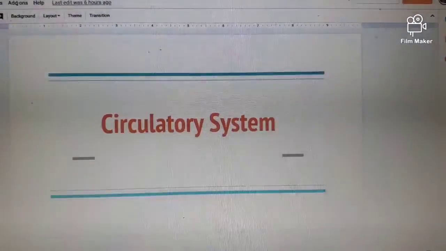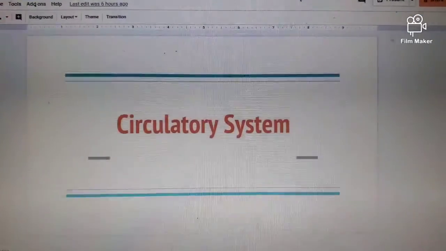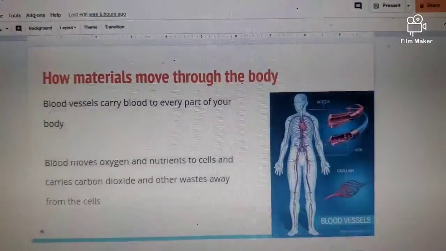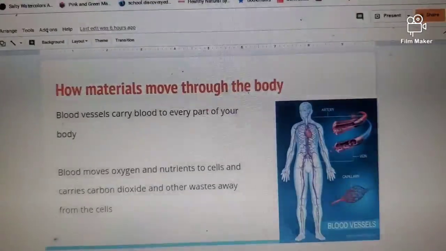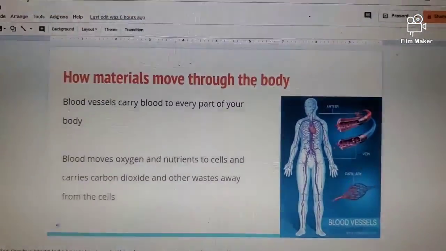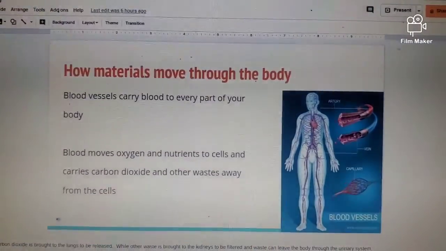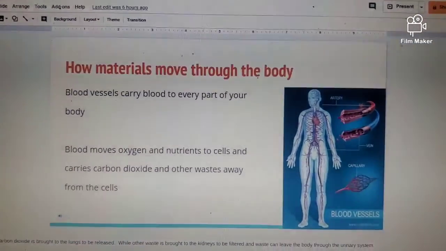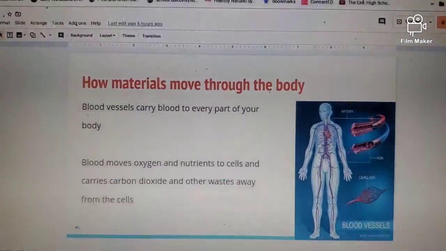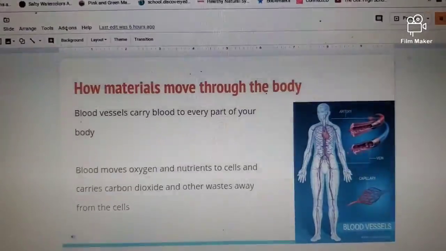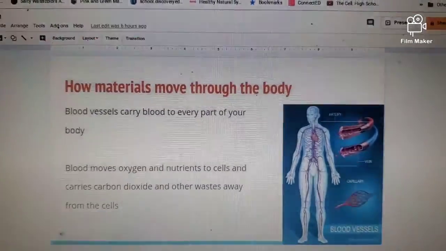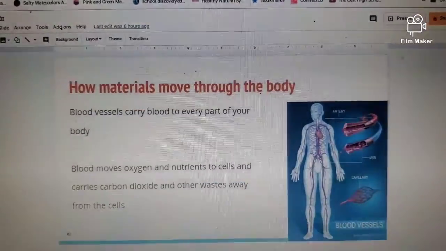The circulatory system, or the cardiovascular system. Blood vessels carry blood to every part of the body. Blood moves oxygen and nutrients to cells and carries carbon dioxide and other waste away from the cells. Waste like carbon dioxide is brought to the lungs to be released, while other waste is brought to the kidneys to be filtered, and the waste can leave the body through the urinary system.